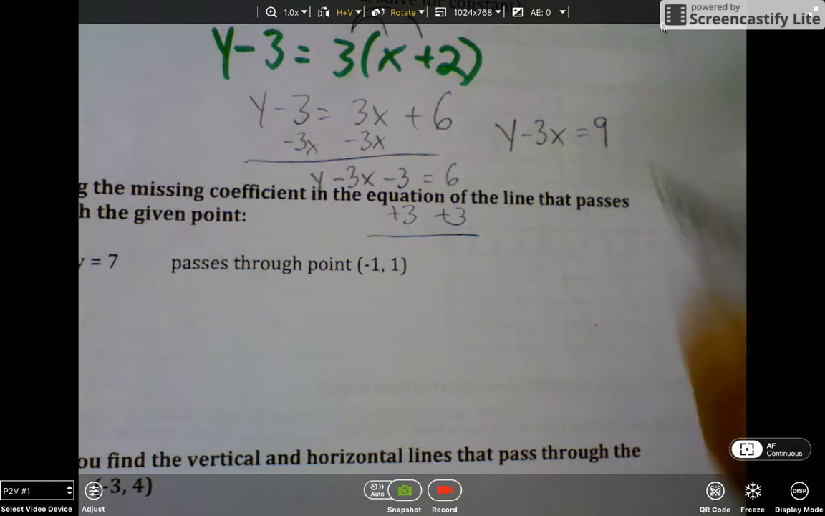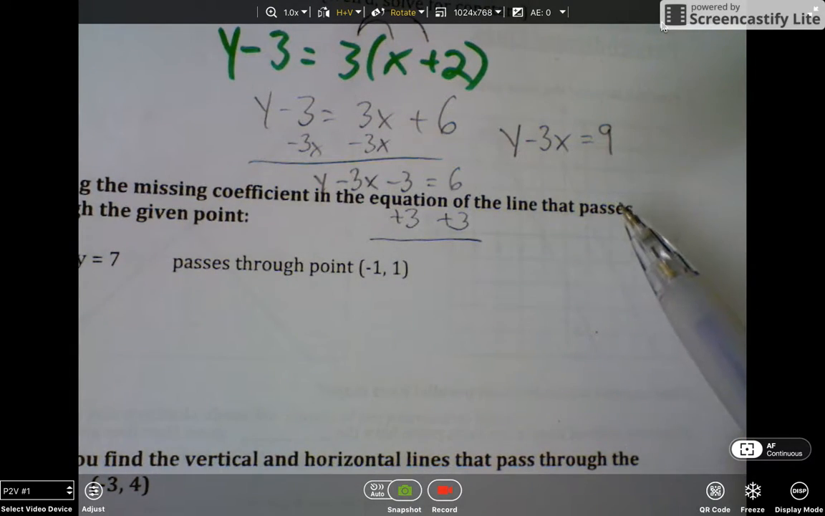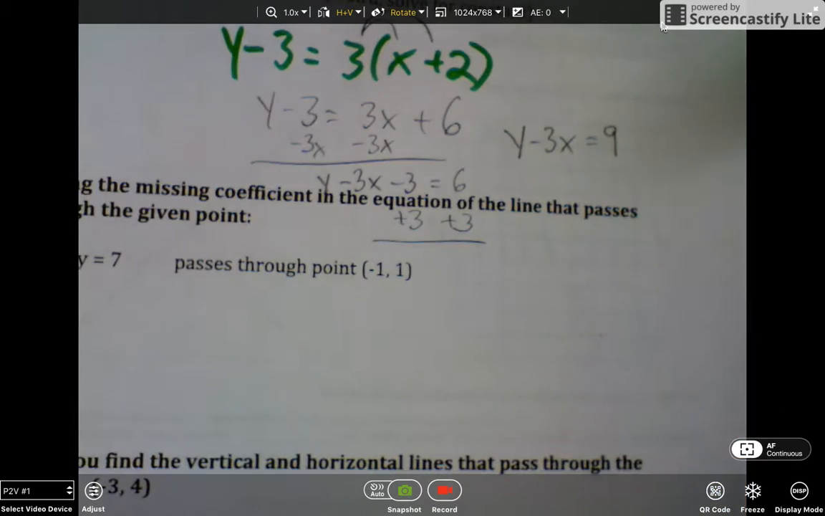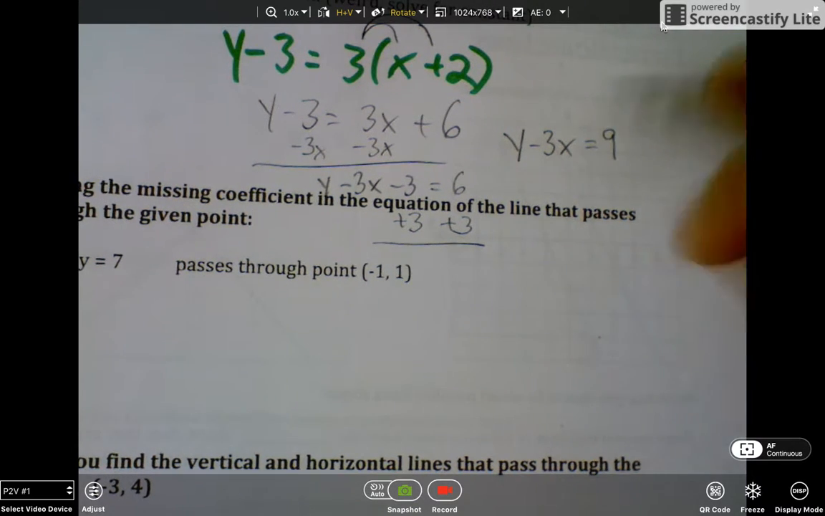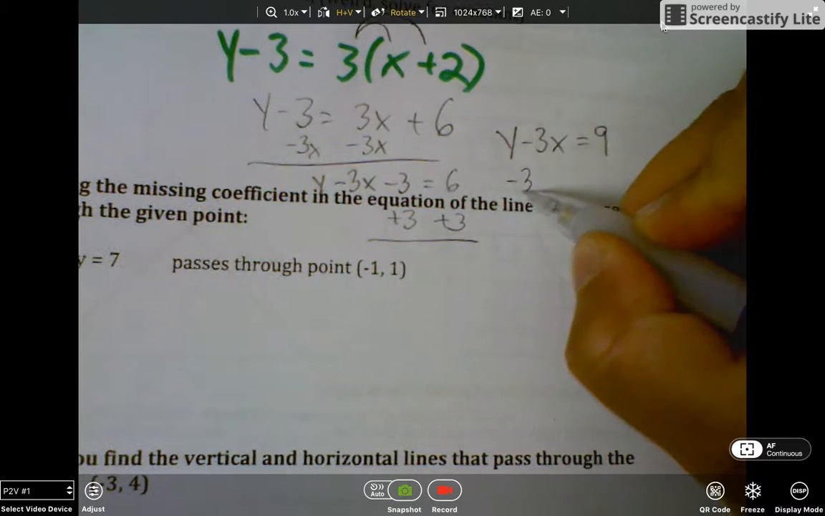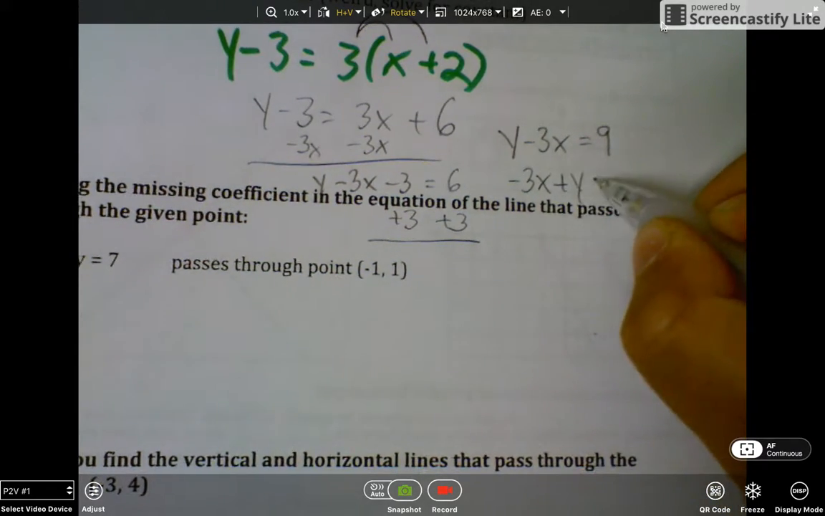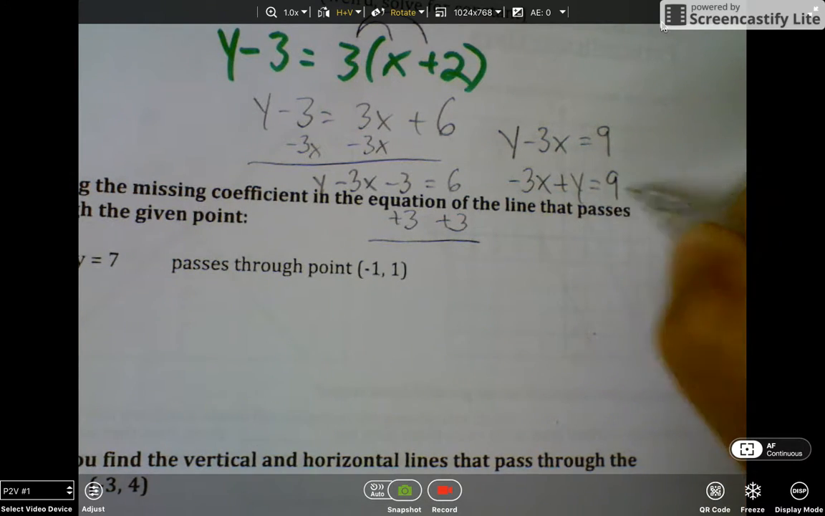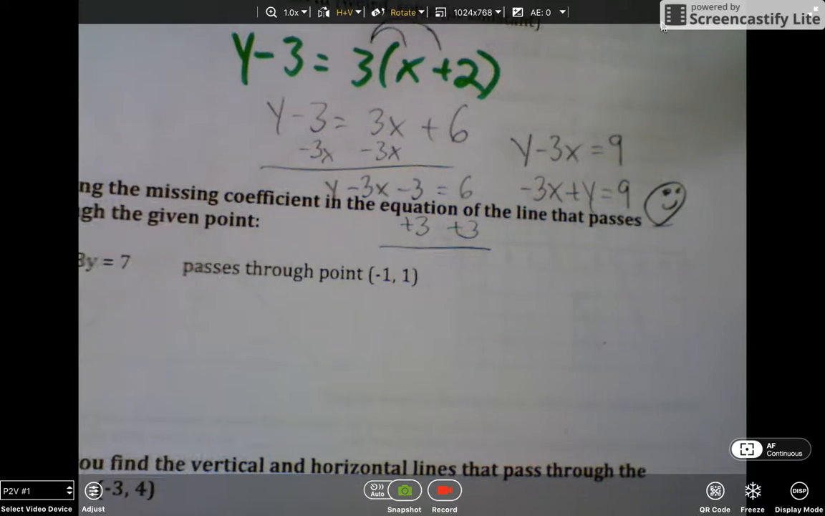equals 9. Now that's really close to standard form, but we're just forgetting one thing, and that is to switch these up. So that gives us, when we reverse this order, -3x plus y equals 9. And this makes me very happy.